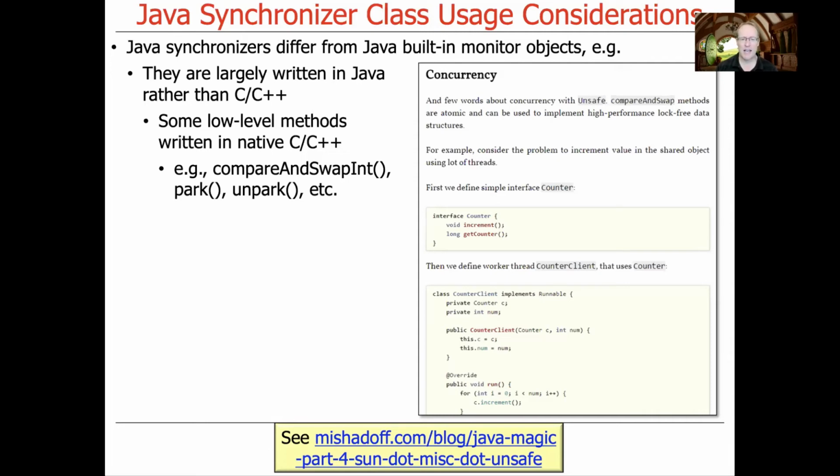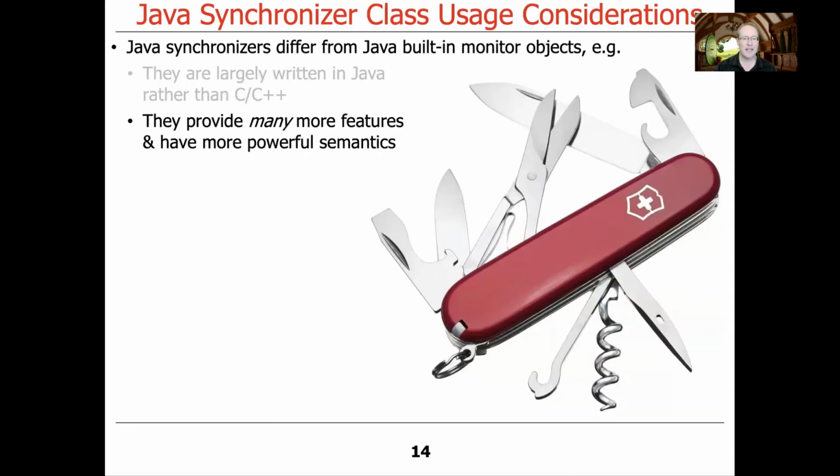So we'll talk about this a little bit later. We'll talk about things like compare-and-swap methods, which are really low-level operations provided by the underlying Java execution environment and operating system and hardware and so on, and other very low-level methods called park and unpark and so on. But the key point is that Java synchronizers are exposed using Java, and they're largely written in Java. They also provide many features and have very powerful semantics. As opposed to the Java built-in monitor objects, which are written in C++ and C, they are more efficient in some ways, but they're also more limited because they don't offer as wide a range of features.